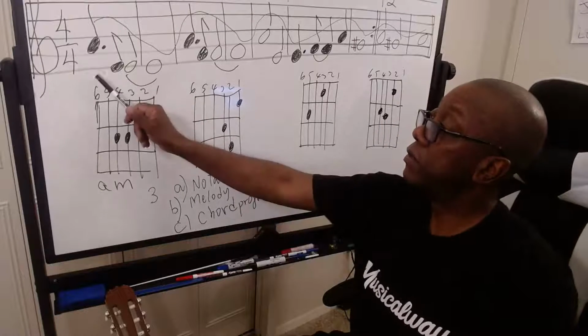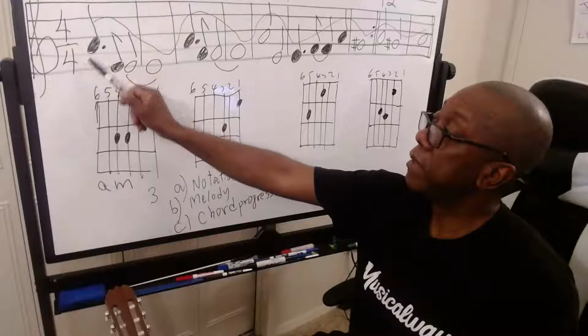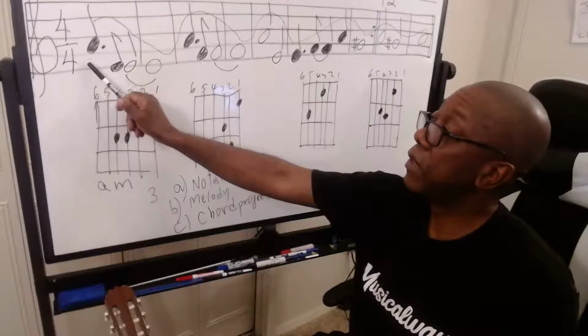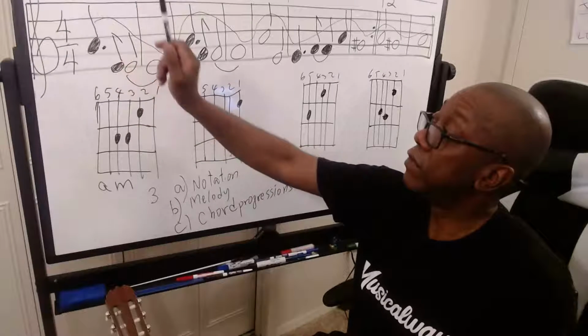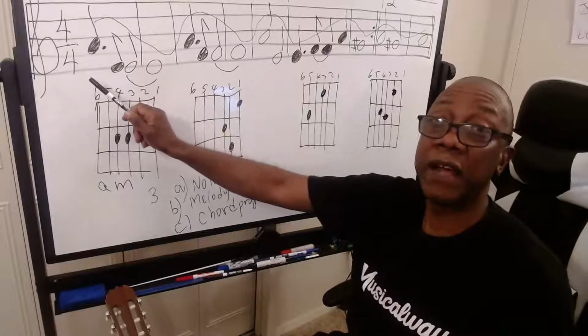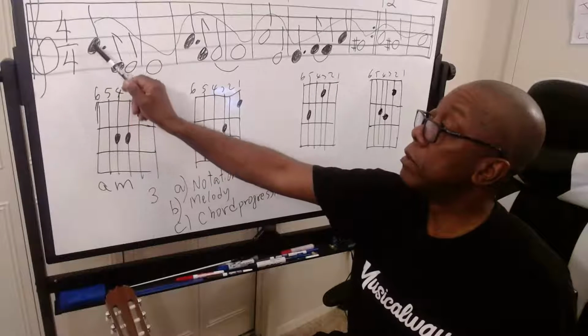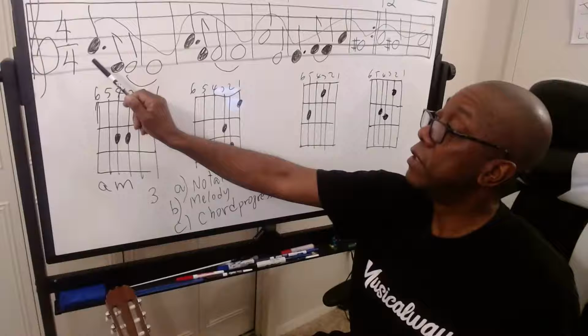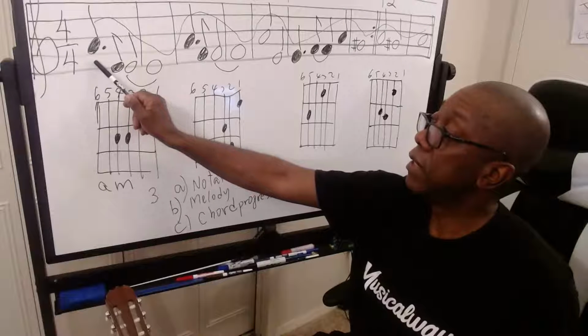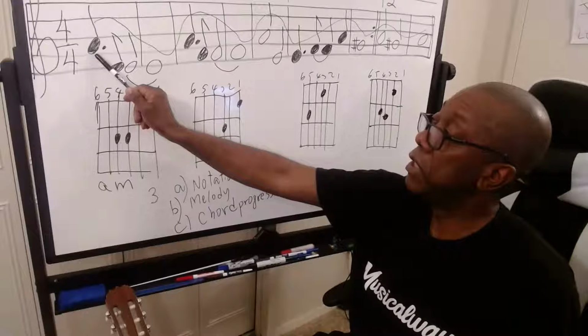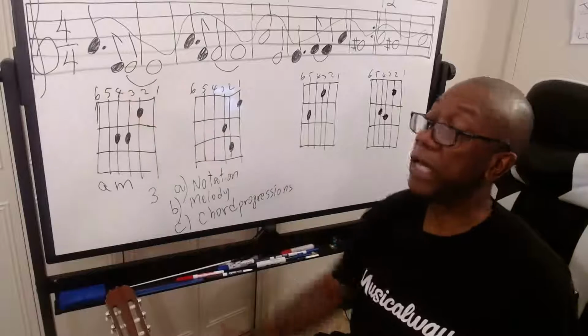All right, the notes. Second space. There are four spaces, one, two, three, four, between five lines, one, two, three, four, five. So the first line is E. The second line is G. On top of G is A. So that's an A.